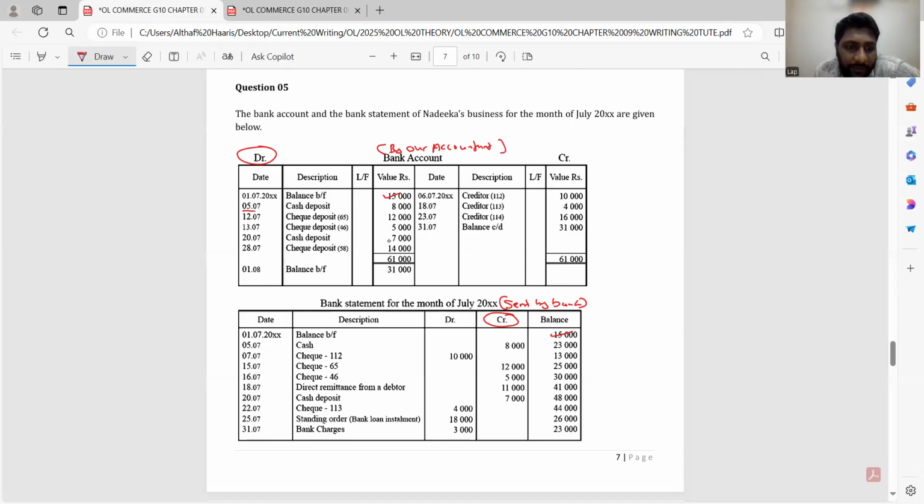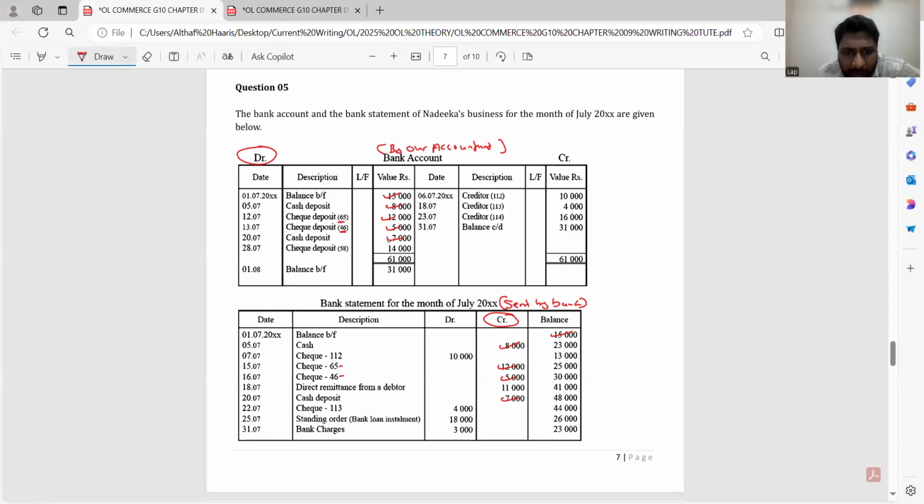Cash deposit on the 5th, 8,000. That is also there. Done. Then check deposit number 65, 12,000. That is also there. Done. Then check deposit number 46, 5,000. It is there. Done. Then cash deposit 7,000. That is also there. Okay.